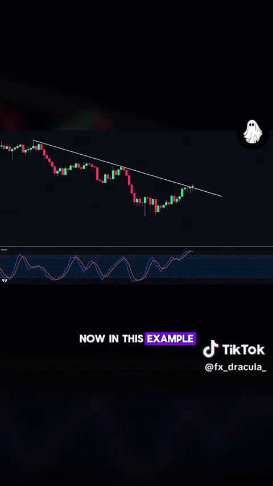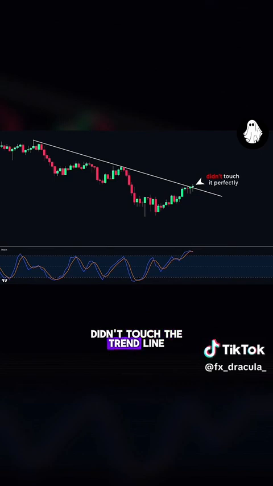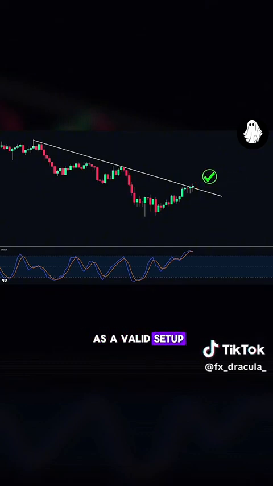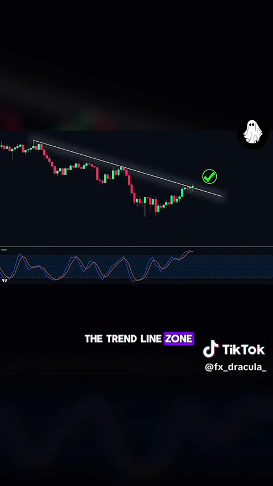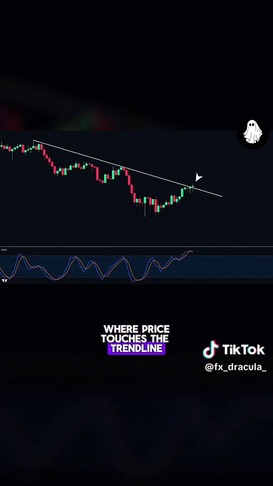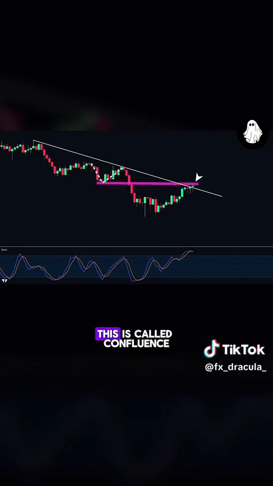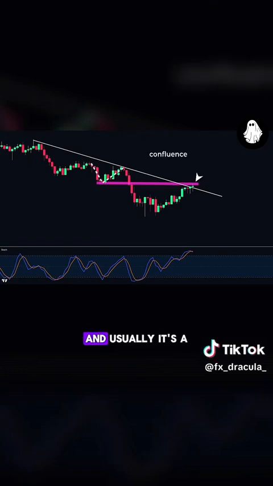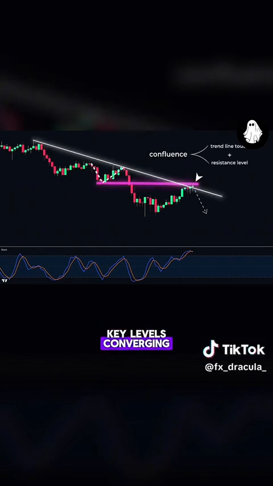Now in this example, notice that the price didn't touch the trend line perfectly and instead slightly broke above it. However, this still counts as a valid setup because it's still within the trend line zone. Now, an interesting thing about this specific setup is that this area where price touches the trend line also seems to align with a support-turned-resistance level here. This is called confluence, and usually it's a sign that price has a higher chance of bouncing off that key level because of the two key levels converging.